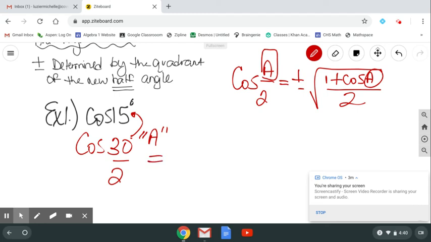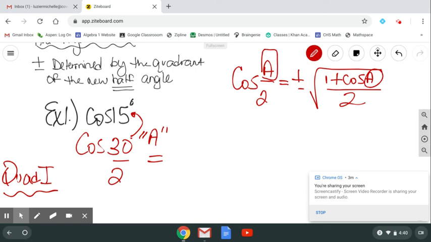First of all, it's the new half angle. So the half angle is 15 degrees, which is quadrant 1. And luckily, in quadrant 1, all of the functions are positive. So our answer is going to be positive. This plus or minus, no need to worry about it anymore. Our answer is going to be positive.